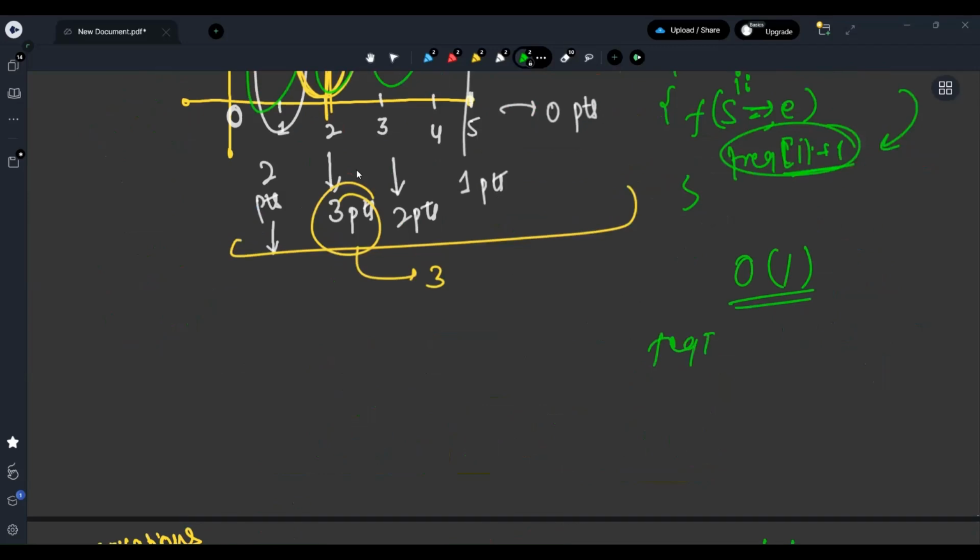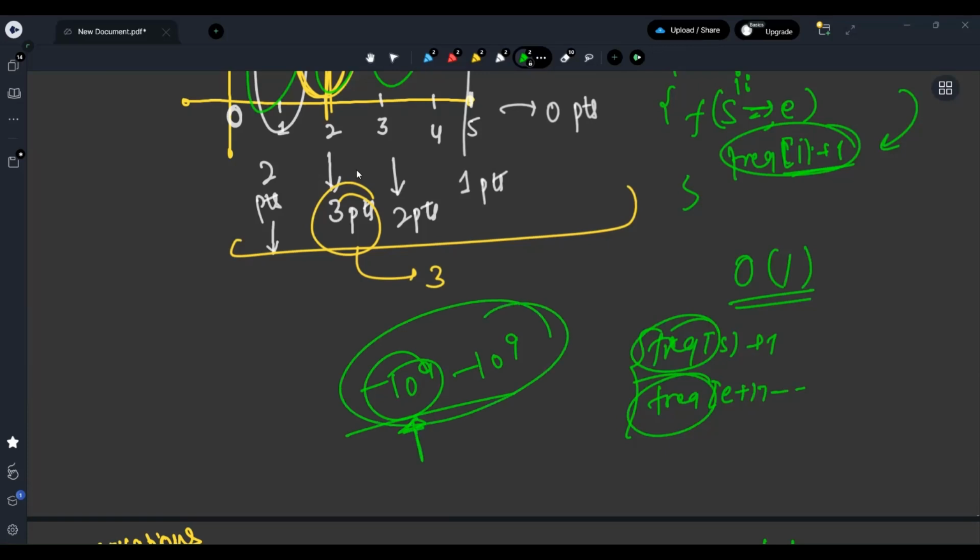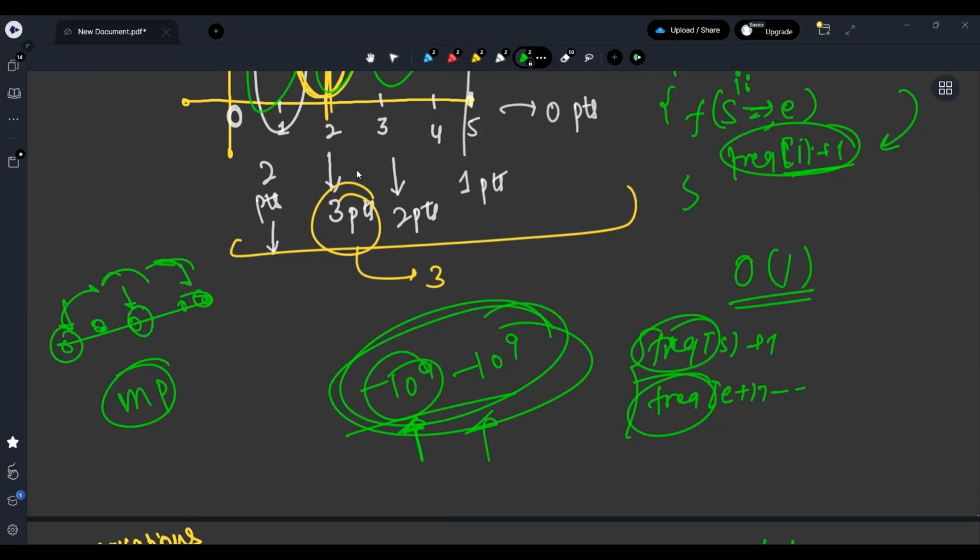That we will do frequency of S plus plus and frequency of E plus 1 minus minus. Secondly, we don't use a frequency array because we can't make an array of size 10 to the 9, and we can't use negative indices as well. Otherwise, we have to traverse the whole array. So what do we do? We will make a map which keeps things in sorted order and take only those intervals which are required, because other in-between intervals will give the same answer as whoever is adjacent to them. So I will say this is all about the intuition.